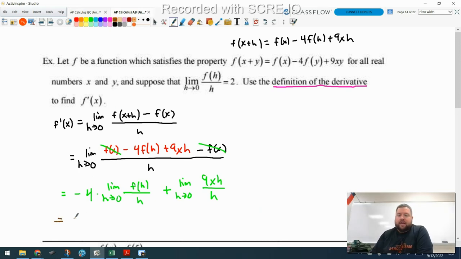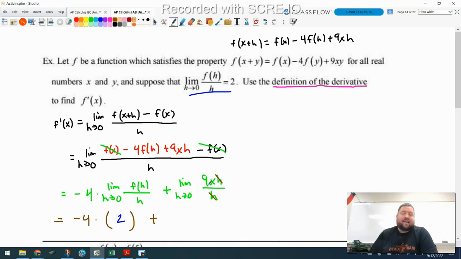Okay, so this one is negative 4 times, and then they told me this limit's equal to 2. So we are just plugging in that value right there. Plus, and then this one, the h's can cancel. And then I don't have anything to plug 0 into. Remember, this is h approaches 0, not x approaches 0. So don't plug in 0 and write 0.